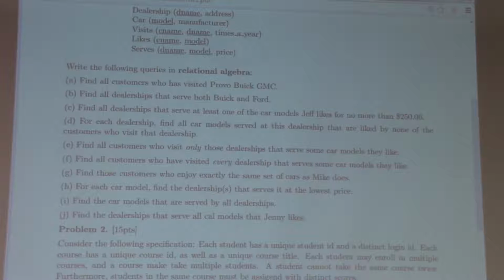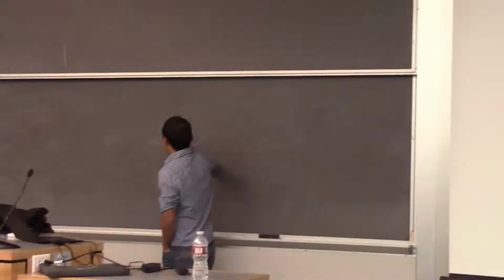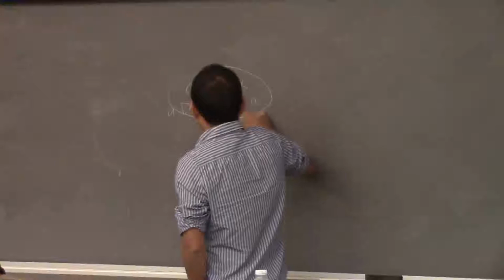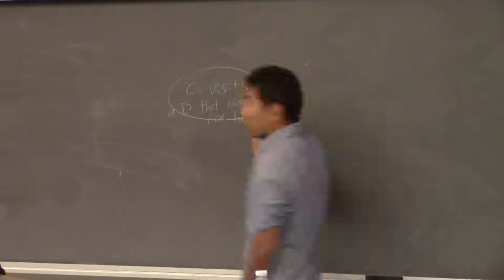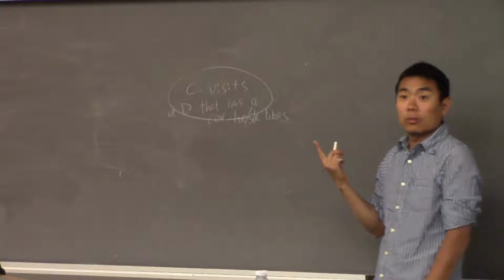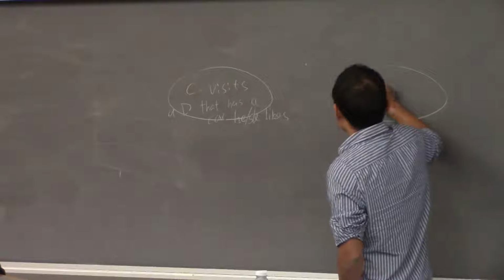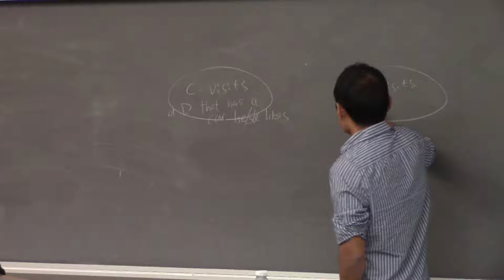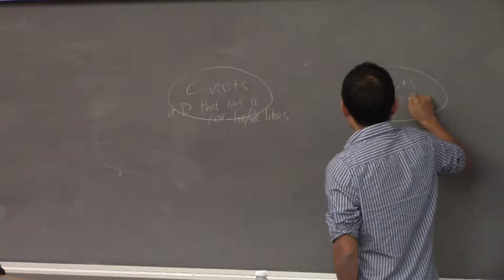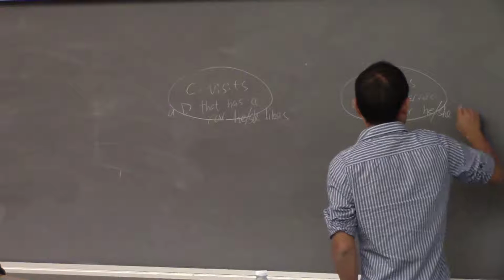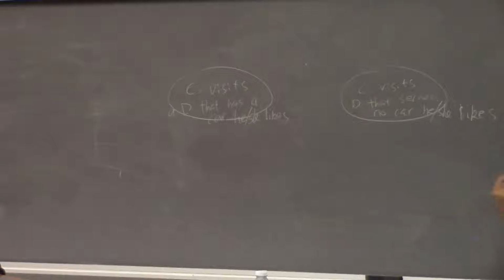So if I draw a set, I think it's easier to do this. Customer visits D, a dealership that has a car A-shaped lights. Okay, that's one sentence. You follow me? That's one sentence. And customer visits, okay.